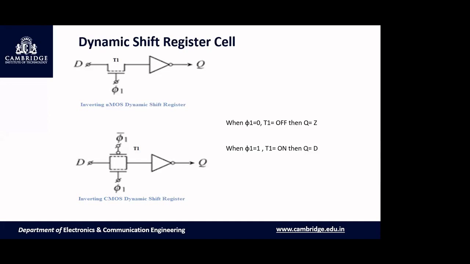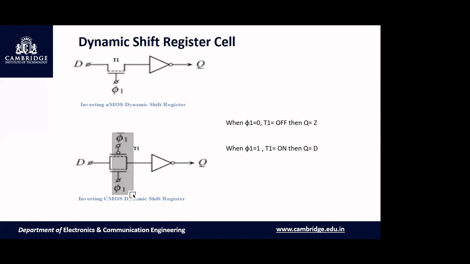I'll just brief you about this inverting NMOS dynamic shift register. Here initially we'll apply phi 1 equal to 0. When phi 1 is made 0, this T1 transistor will be off. If T1 is off, then there is no connection between input and output. So that is what is written here, and your Q output will be Z. Even for this, it is the same thing.